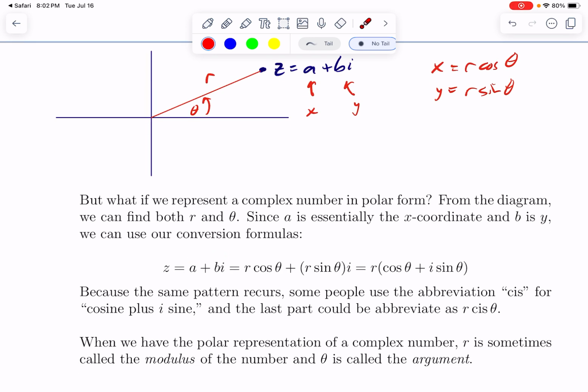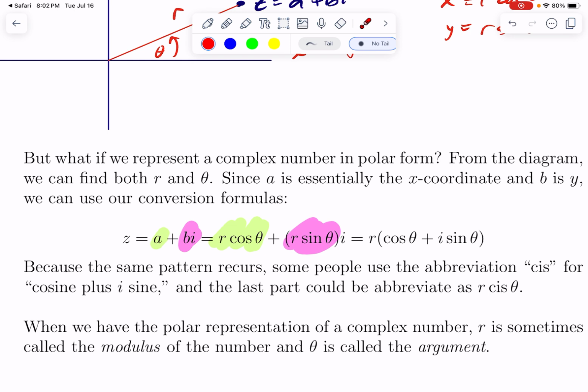a plus bi. Well, a is the same as r cosine theta, and b is the same as r sine theta. And both of these have an r, so we can factor it out. So this is the same number, but it's the complex number written in a way that emphasizes its polar coordinates. So it's still a complex number. We can still see that i in there.